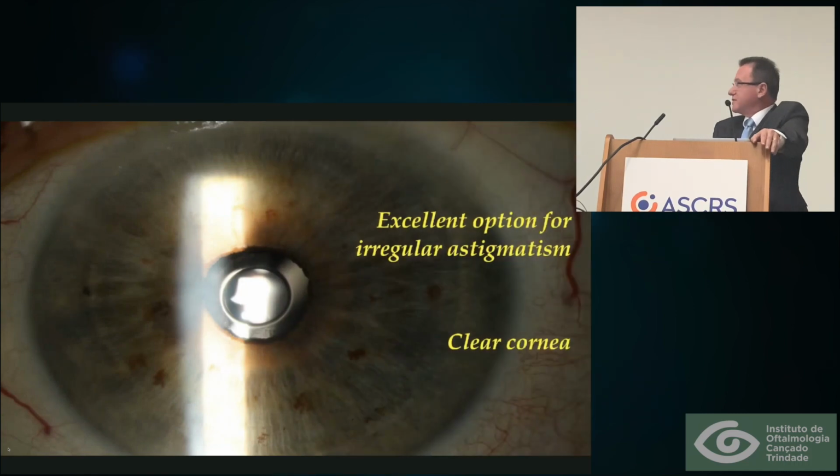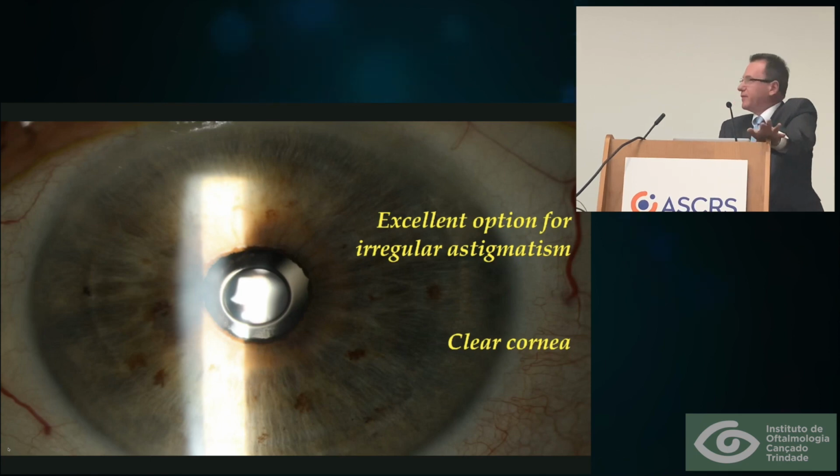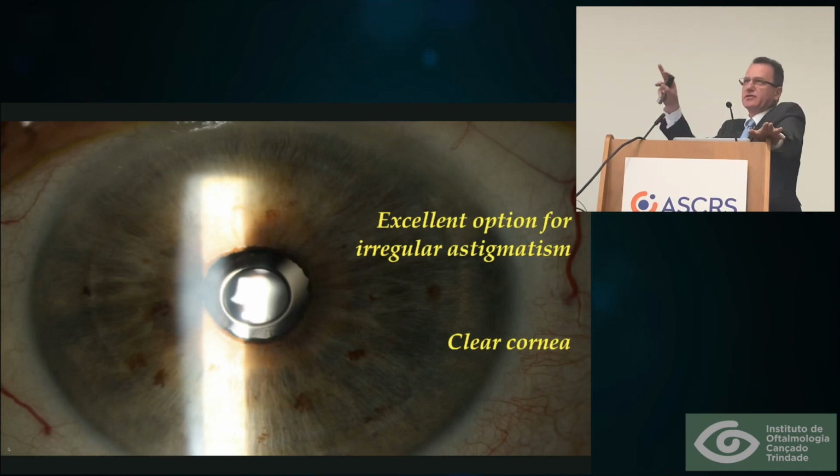Okay, so to summarize, I think this is an excellent invention. Congratulations. And it's an excellent choice for patients with irregular astigmatism. But as Claudio pointed out, the patient has to have a clear cornea. One of my patients had a paracentral corneal scar. It was not central. With irregular astigmatism, I implanted the extra focus and it didn't improve the VA. So the cornea needs to be clear.